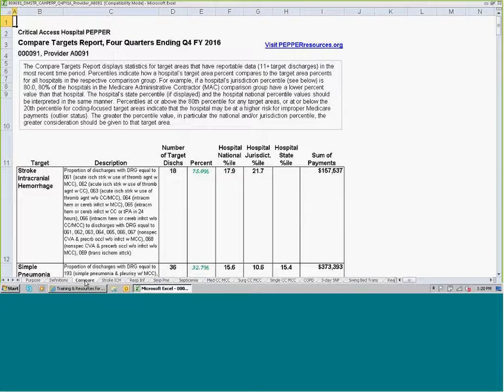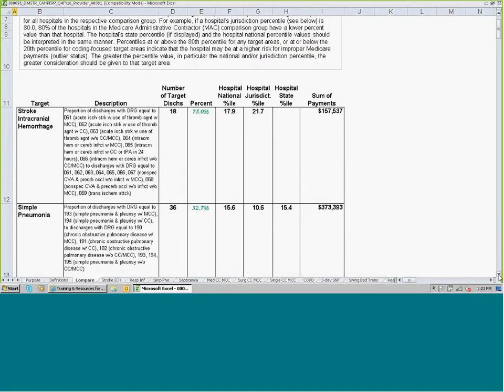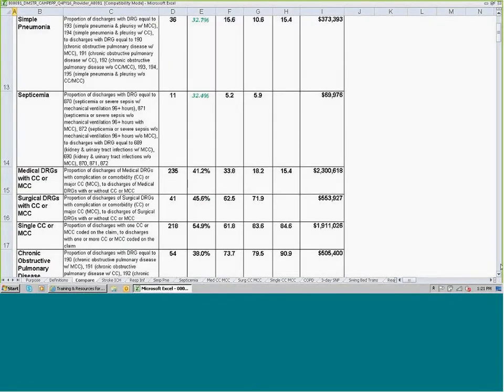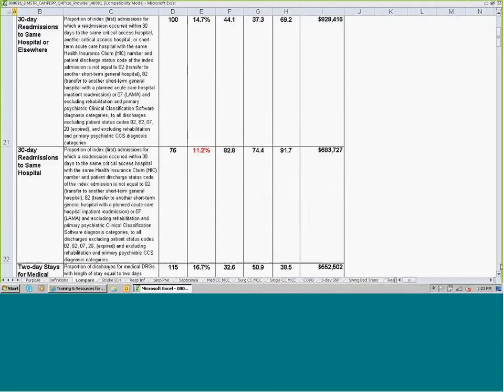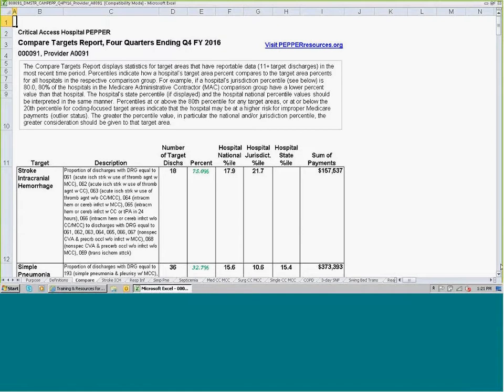The next report is called the Compare Targets Report. And I like to refer to this report as the heart of the PEPR. It is the only place within the PEPR that you can see all of the statistics for your hospital, for the target areas, all on one report. It is limited to the most recent fiscal year, so all that this is representing is fiscal year 2016. And also the target areas that are included on this report are only those for which your hospital has sufficient data to generate the statistics.